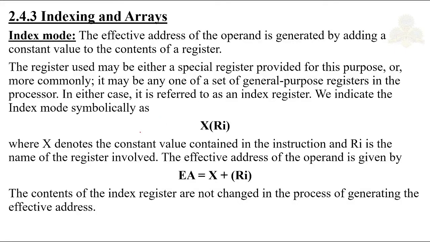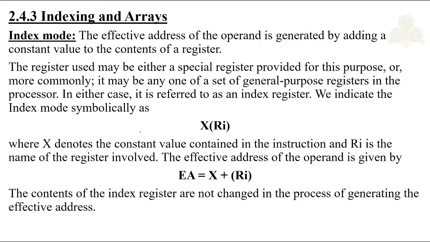We'll get started. We will start the discussion from indexing and arrays, or the indexing mode. What happens here is the effective address of the operand is generated by adding a constant value to the contents of a register. So in the last class we had discussed the effective address, right? So what is the effective address?